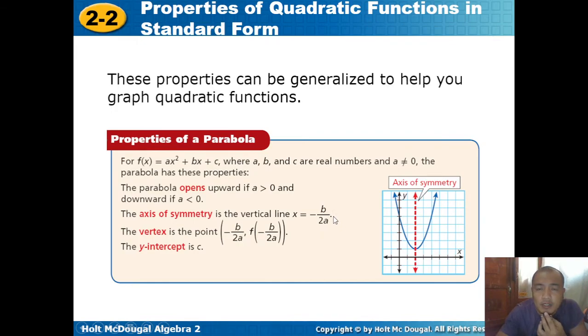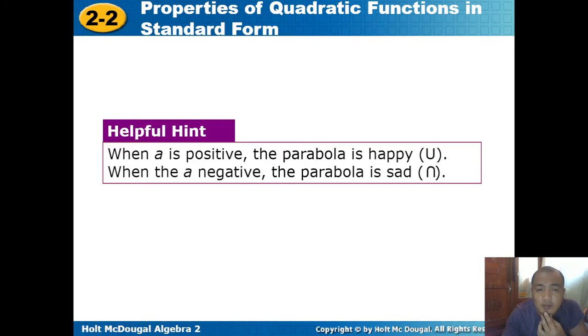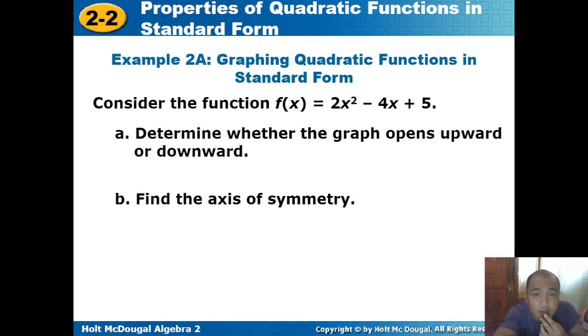So these properties can be generalized to help you graph quadratic functions. When a is positive, the parabola is happy. And when a is negative, the parabola is sad. Yes, because it opens downward. Positive, it opens upward.